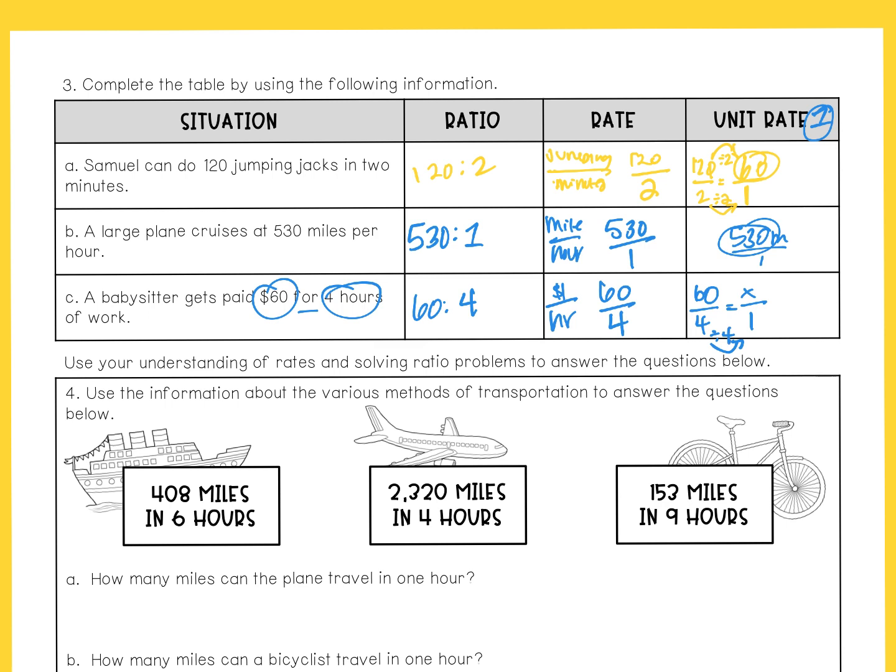Divided by 4. If I do it to the bottom, then I got to do it to the top. So I have 60 divided by 4. 4 goes into 6 one time. 1 times 4 is 4. Bring down your 0. 6 minus 4 is 2. 4 goes into 20 5 times. 5 times 4 is 20. Subtract that, you get 0. So in 1 hour, the babysitter will make $15.